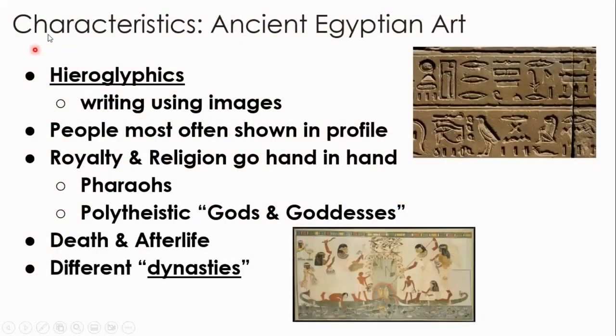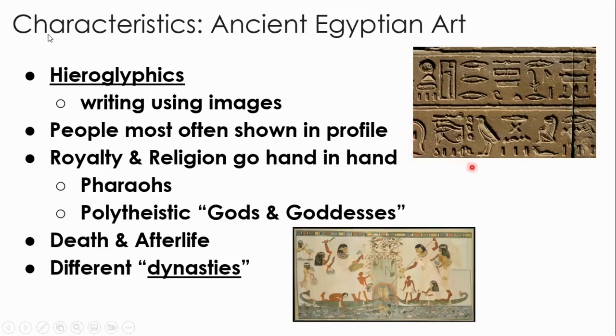Characteristics of ancient Egyptian art are, like we talked about, hieroglyphs. Hieroglyphs are images that they used for writing. By the end of the civilization, these hieroglyphs actually turned into letters. So they did actually have a bit of an alphabet, and you will be practicing writing your name in hieroglyphs. Another thing is people are most often shown in profile, with their bodies straight on and their heads sideways.